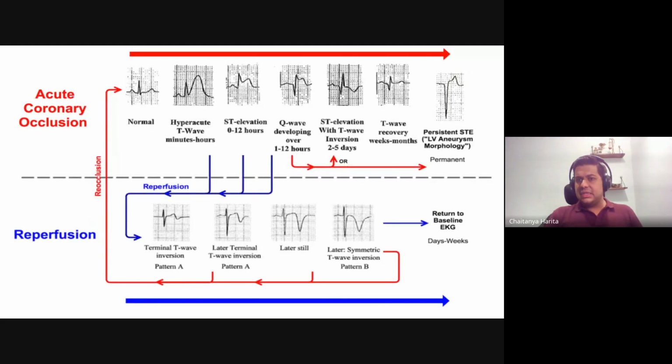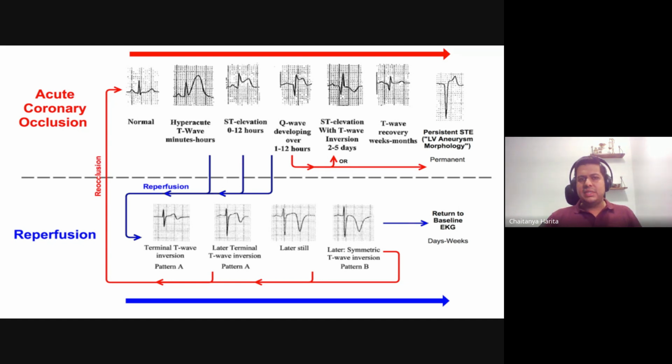So again, this is just a graph which I showed you. This shows you if you reperfuse, how important it is. And this is something I tell all my students, especially those in the peripheral centers. When you figure out which center you're working at, always figure out which is the closest hospital which does thrombolysis, closest hospital which does PCI, because time is myocardium.